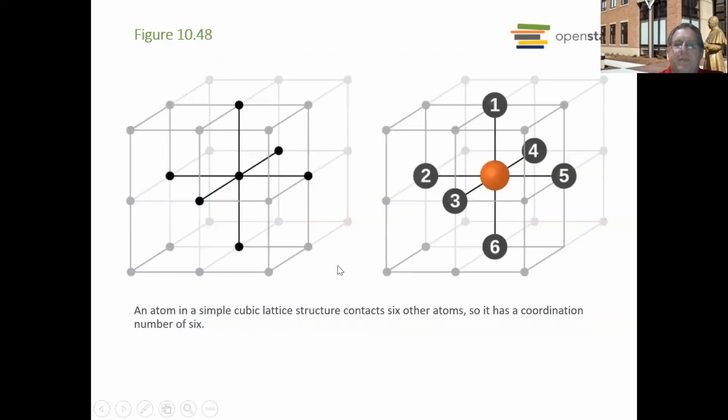Here we get into something which is a simple cubic lattice, so we can see this. Now, notice that this is a coordination number of 6. Even though that atom is in 8 different cells, it's only attached to 6 other atoms.